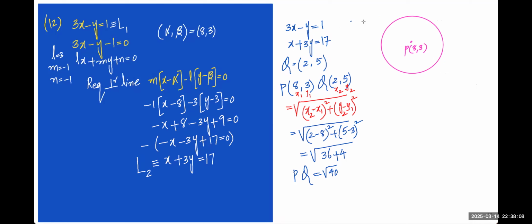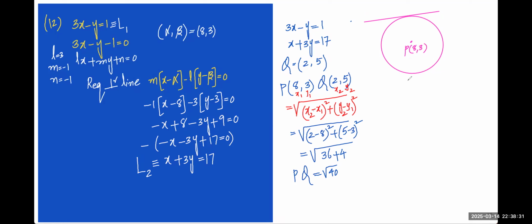Suppose this is your tangent. But line L1 is a tangent. So what do we have to find out here? Write down the equation of the circle. That is question, point number 3.